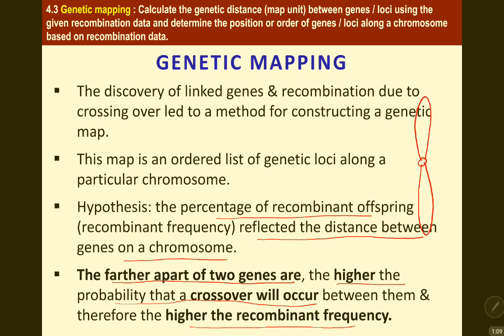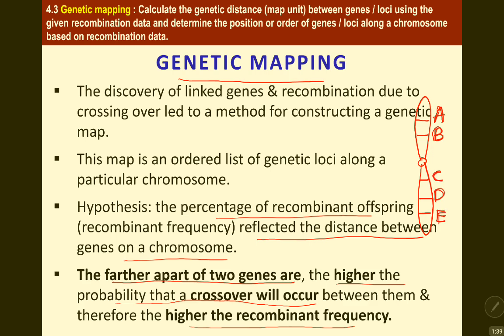On this chromosome, there are several genes located at different loci. For example, we have gene A, gene B, gene C, gene D, gene E. Different genes determine different characteristics. So gene mapping is going to locate where the gene is, where the gene is located at its respective locus.